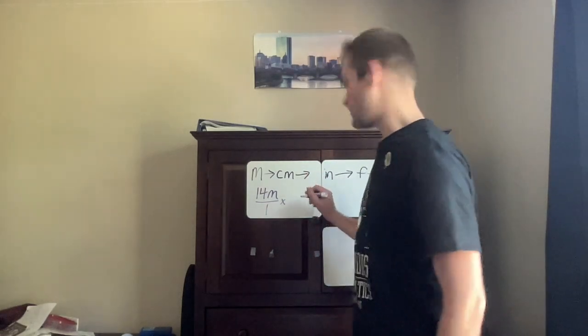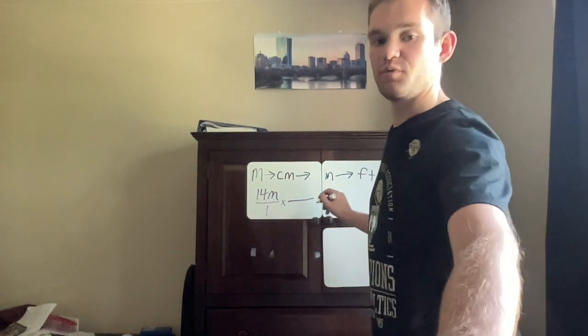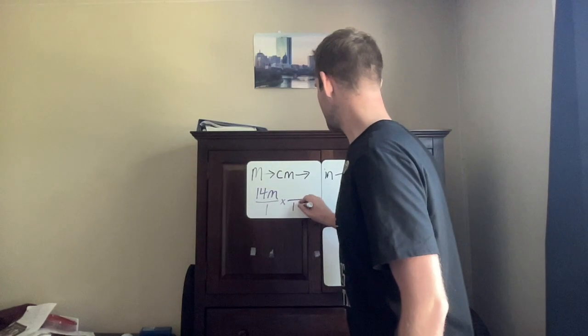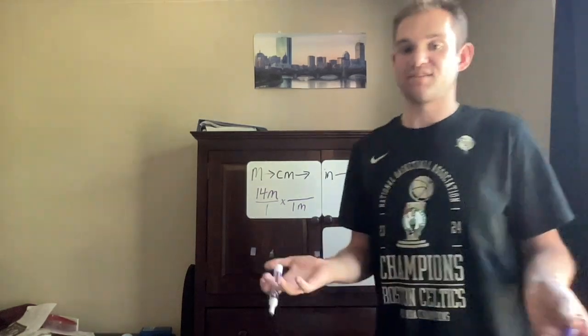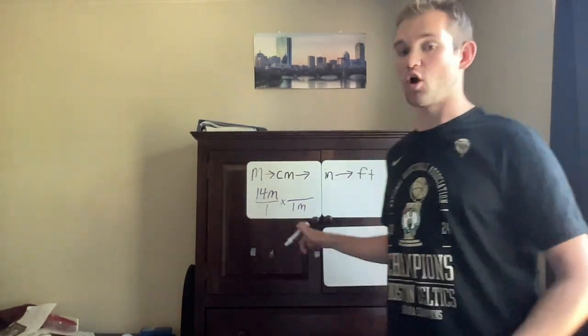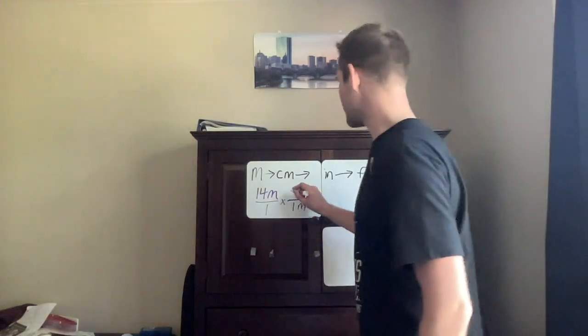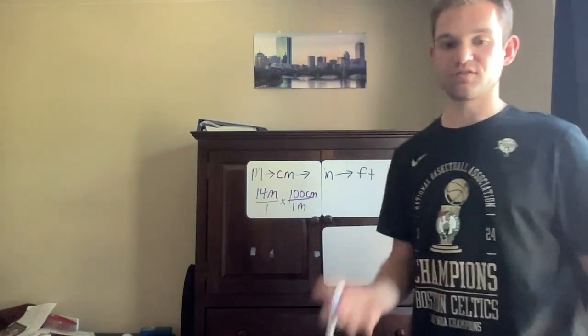So we're going to put a fraction bar, and underneath we're going to put 1 meter. Now, obviously, every single unit conversion has to have a 1 in it. So if there is no 1 in your fraction, you did it wrong. Up here, we're going to write 100 centimeters. Okay, so we're good so far.